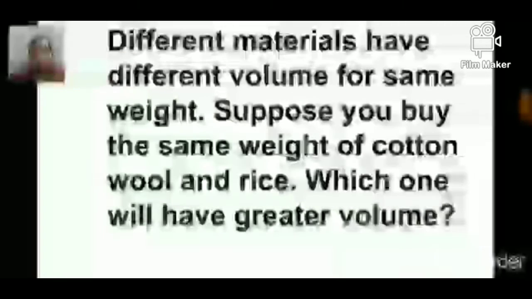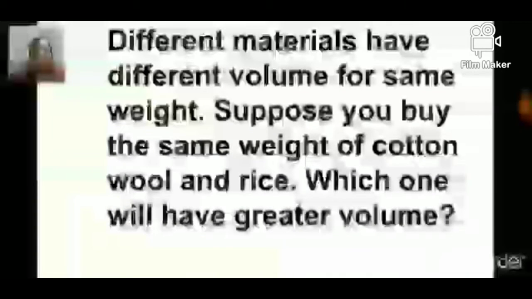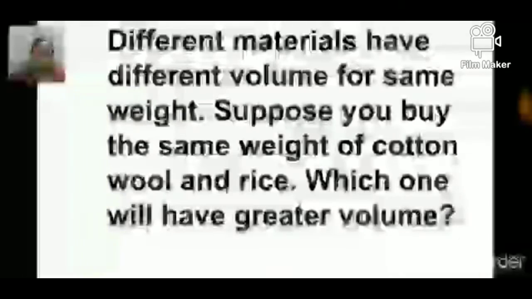Because the lighter things take up more space, right? That's why different materials have different volume for the same weight. In this picture you can make it out, children. See, 1 kg rice and 1 kg cotton. As the cotton is lighter, it takes up more space, so volume is more.